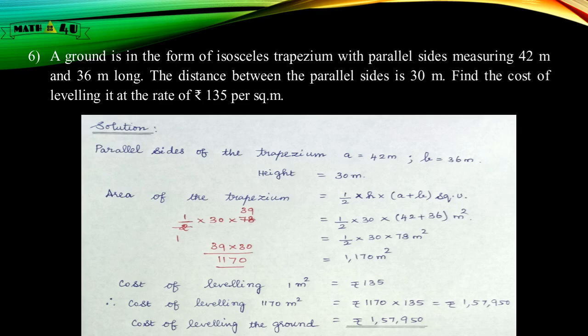Cost of leveling 1 meter square is equal to rupees 135. Therefore, cost of leveling 1170 meter square will be equal to rupees 135 into 1170, that is equal to 1,57,950 rupees.